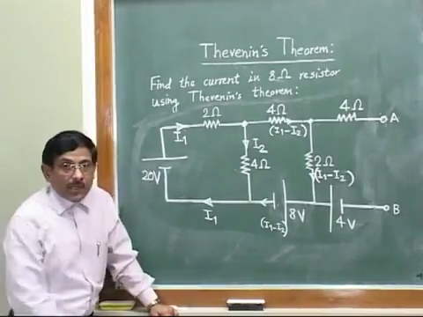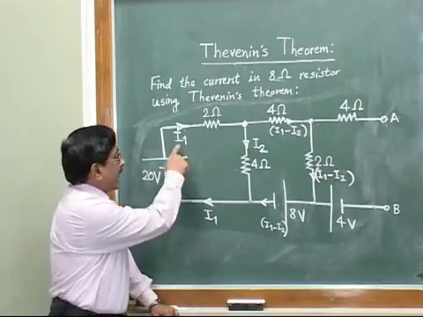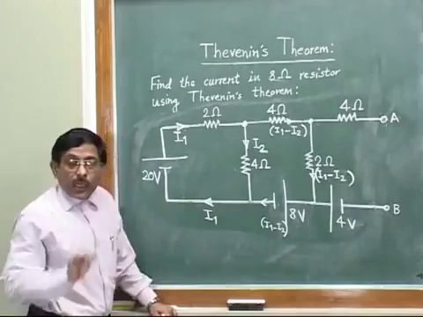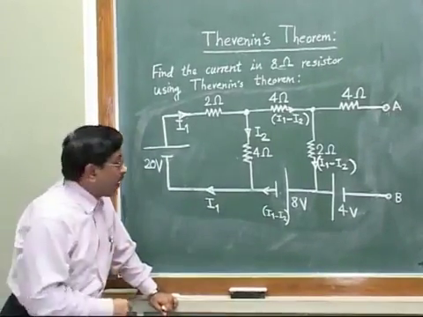Once we distribute the currents, our next thing is to identify the loops. Now we have two variables, I1 and I2, that we have to find out. So we will need two equations. Now how many loops are available?